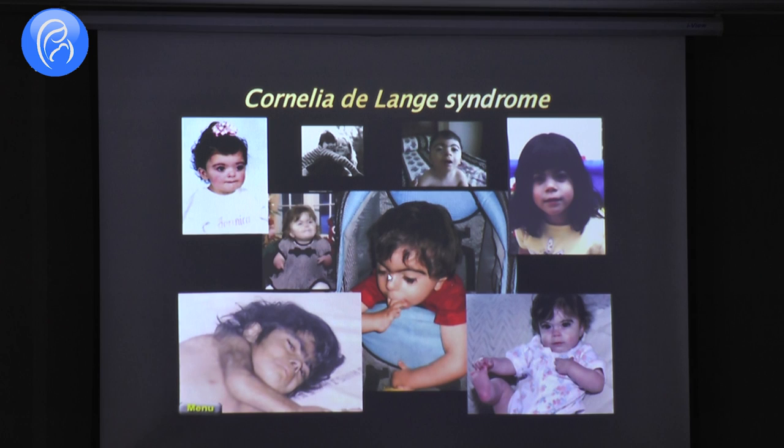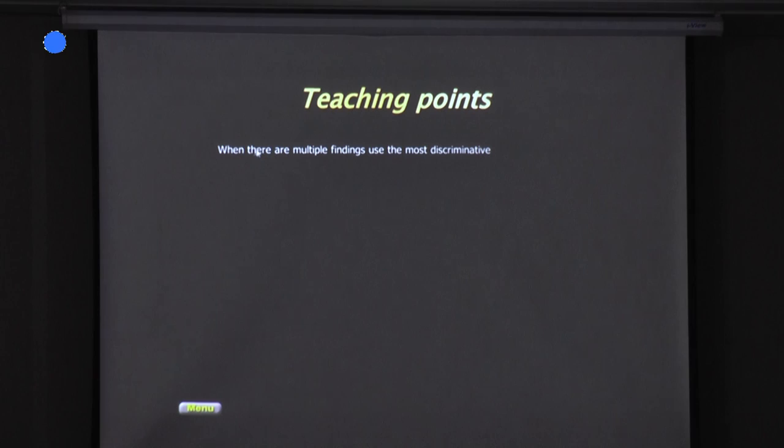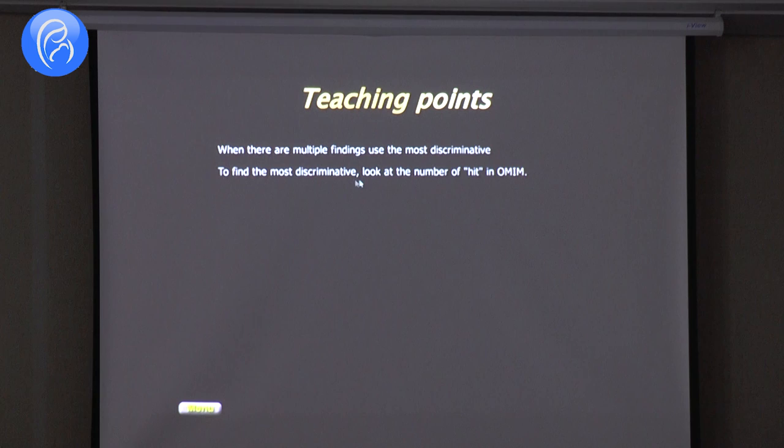So the teaching point here is when there are multiple findings, use the most discriminative. To find the most discriminative, look at the number of hits in OMIM, and then combine those that have the fewest number of hits.